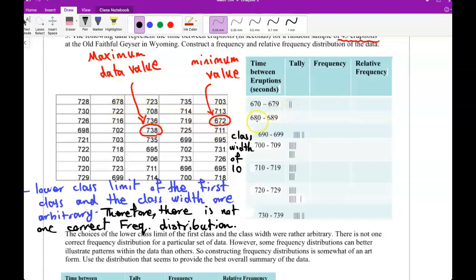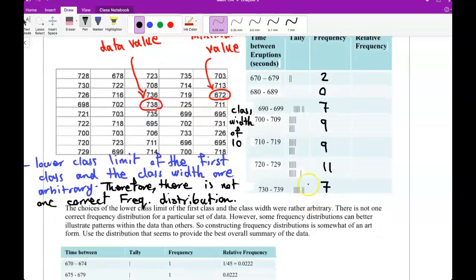And between 680 and 689, we have nothing in this table. Between 690 and 699, we have 7 numbers. Okay, I'm writing these here for frequency, so it's 20 based on these tallies. In this column, I'm counting how many I have and writing the answer for that part. So this is 9, 11, 7. And the sum of frequency is equal to 45. So this is the sum.